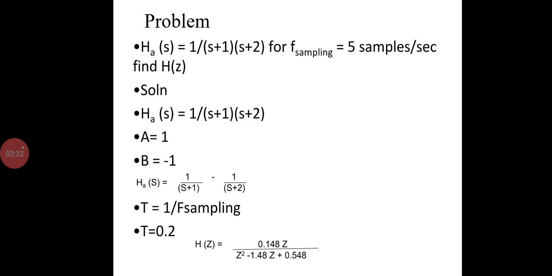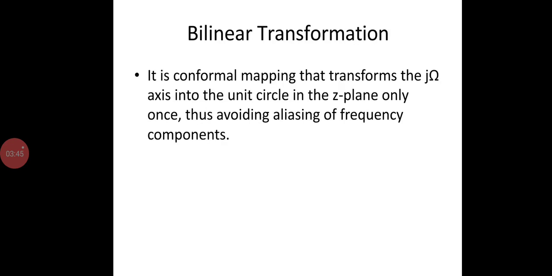Therefore, T equal to 1 by F. Since T equal to 1 by F, F equal to 5. Therefore, T equal to 0.2. Therefore, we are substituting and finding the value. We are just converting the analog to digital and finding the value for H of Z.